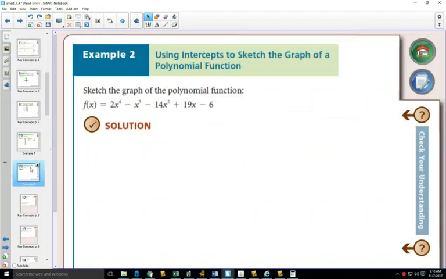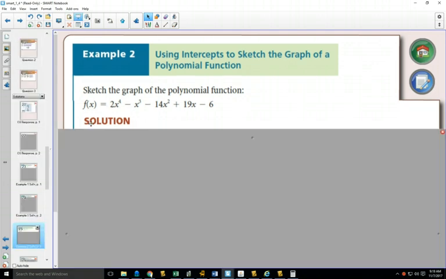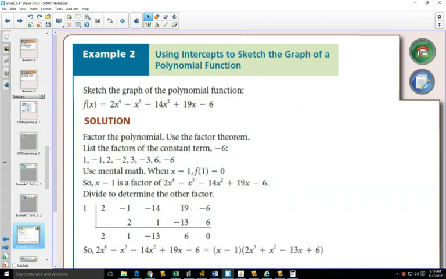This one right here: 2x to the 4 minus x cubed minus 14x squared plus 19x minus 6. First of all, can you see that there's no common factor in here? So this is more typical because for this question, you're going to have to use your factor theorem and synthetic division to factor it. So if I want to find all of my x-intercepts, I'm going to need to factor fully, which is something we did on our first quiz.